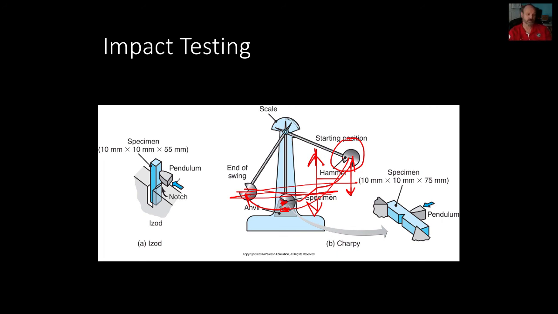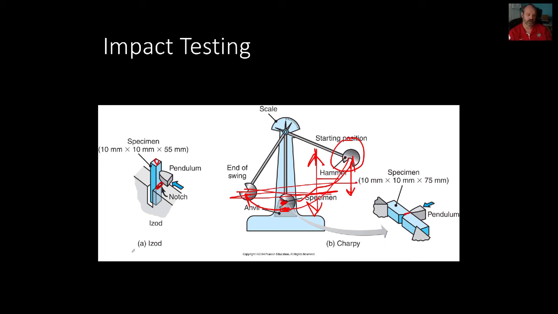The specimen is usually a standard type of bar with a standard notch in it. Then you hit it at the notch or slightly above the notch, and that's where the breakage will occur. It starts breaking at the notch. So the notch just focuses where the impact is, and then you can get repeatable results.